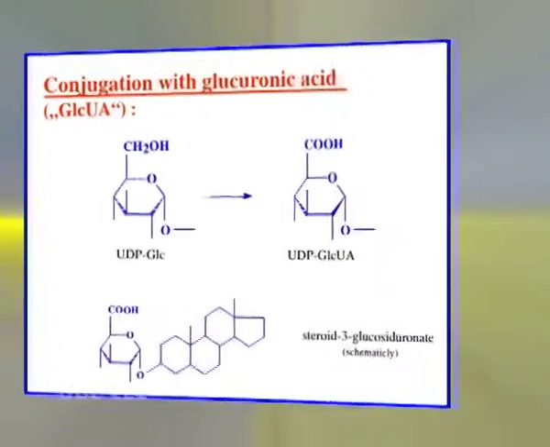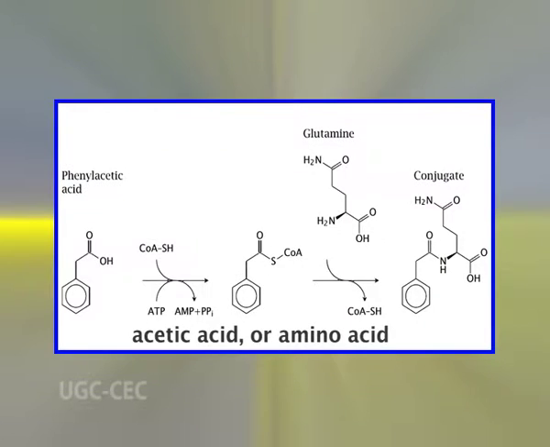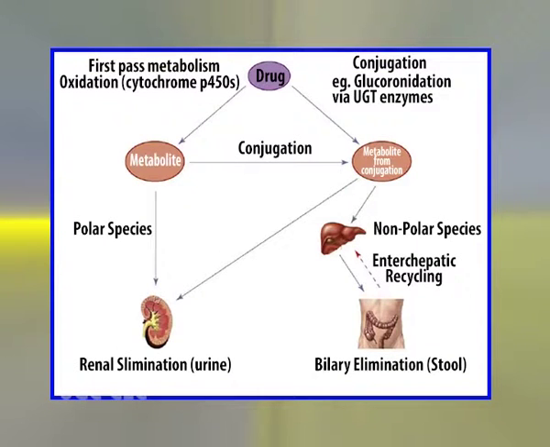The second type of metabolism involves conjugation reactions. In this type of reaction, the drug undergoing change is joined with another substance such as glucuronic acid, sulfuric acid, acetic acid, or an amino acid. Glucuronidation is the most common conjugation reaction. The result of conjugation is a more water-soluble compound that is easier for the kidneys to excrete.